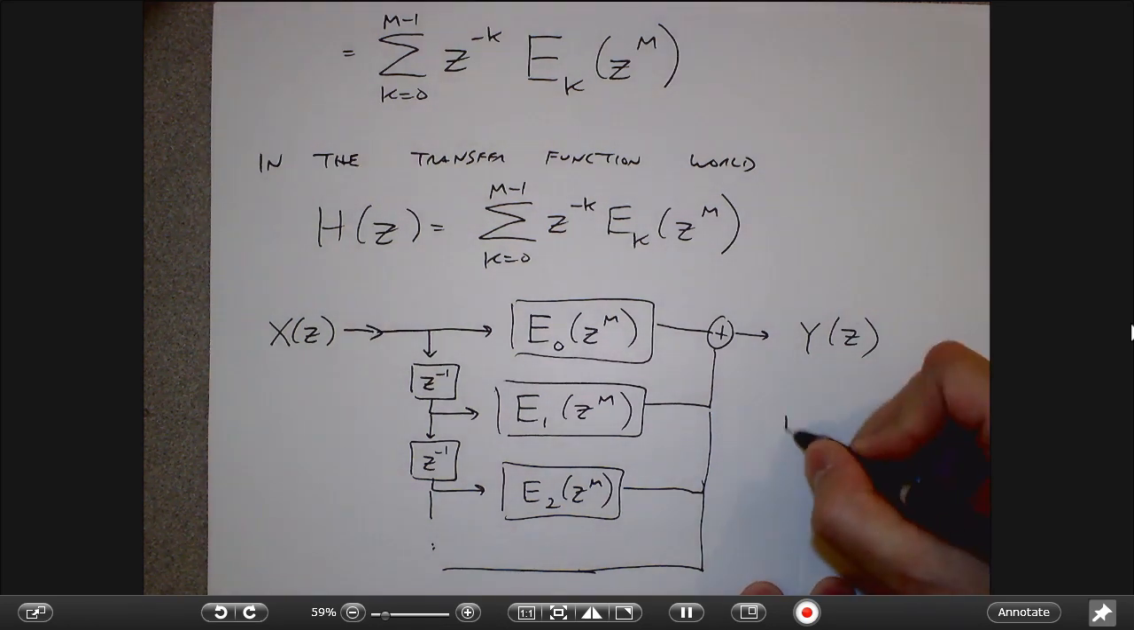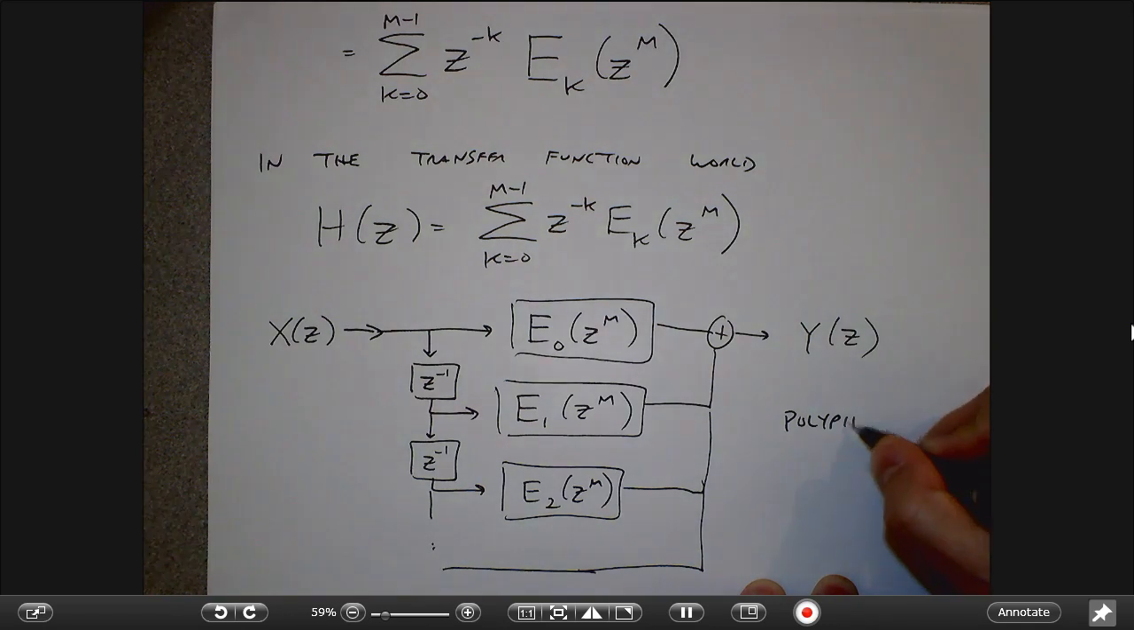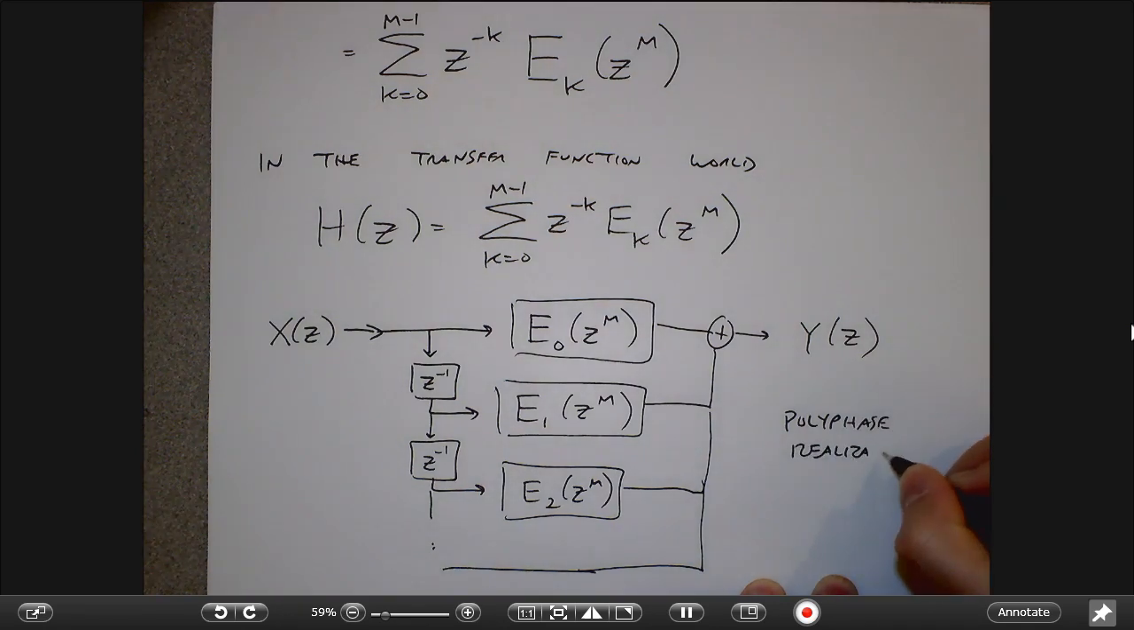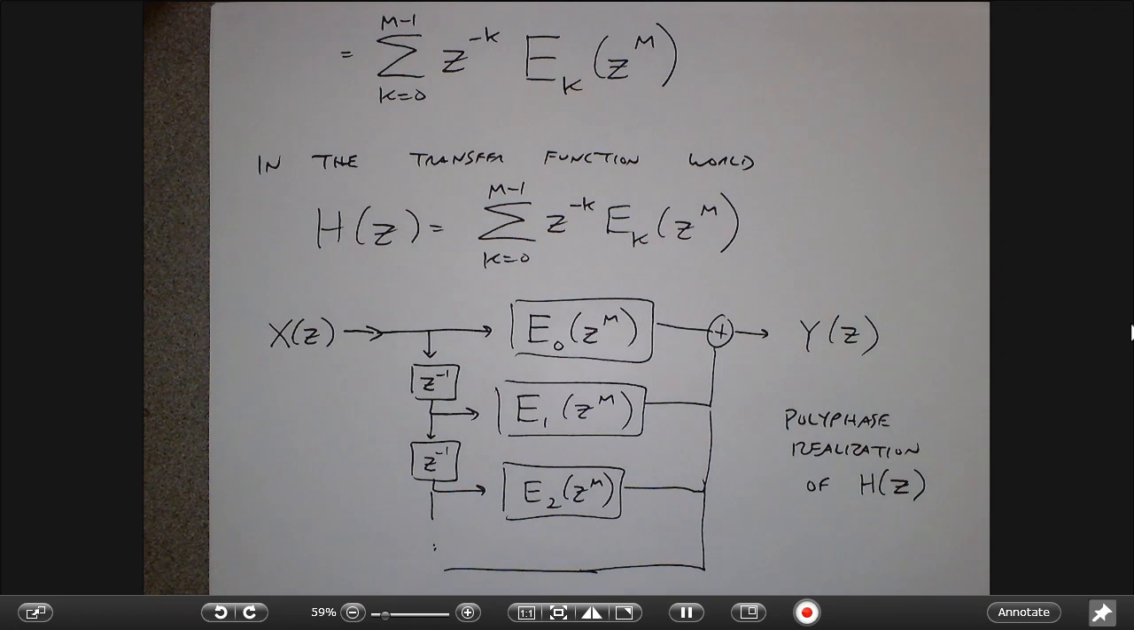So this is called the polyphase realization of H of Z. And so one of the homework problems is to take a simple filter and show me how to take it apart into, for example, 3 polyphase pieces. And then you can see for yourself how the pieces come apart.